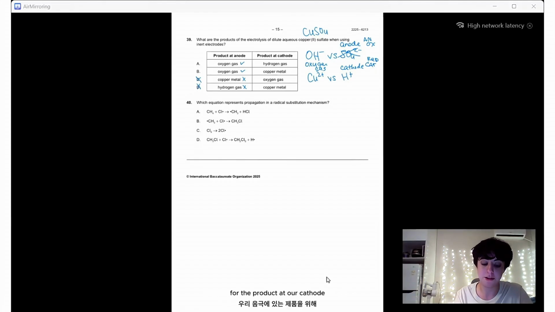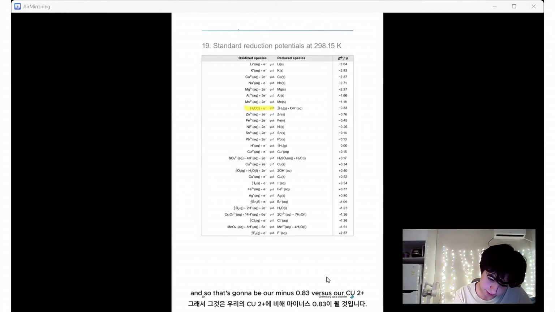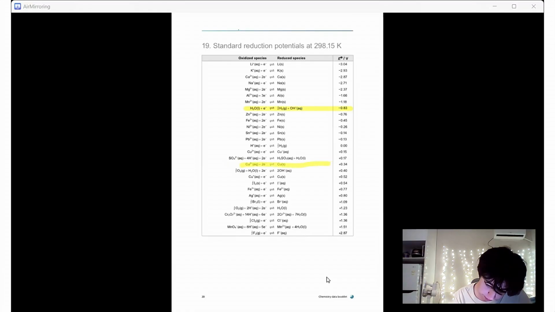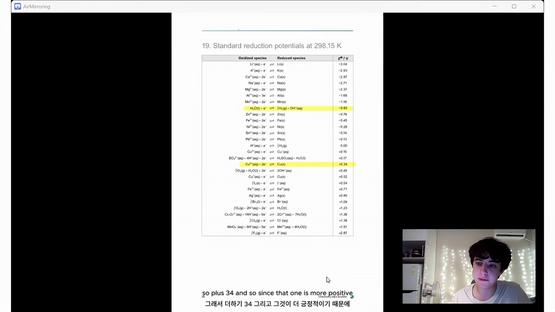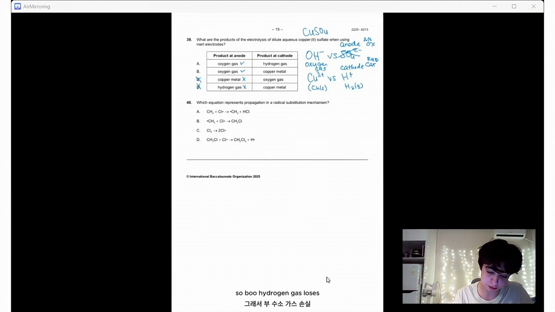Meanwhile, for the product at our cathode, we have Cu2 plus versus H plus. So we're either going to be forming copper solid or hydrogen gas. So we're going to go over to our data booklet and look for our equation forming hydrogen gas. That's minus 0.83 versus our Cu2 plus, which is plus 0.34. Since that one is more positive, it's more likely to be reduced. So hydrogen gas loses, we're going to form copper metal, and therefore B is the correct answer.